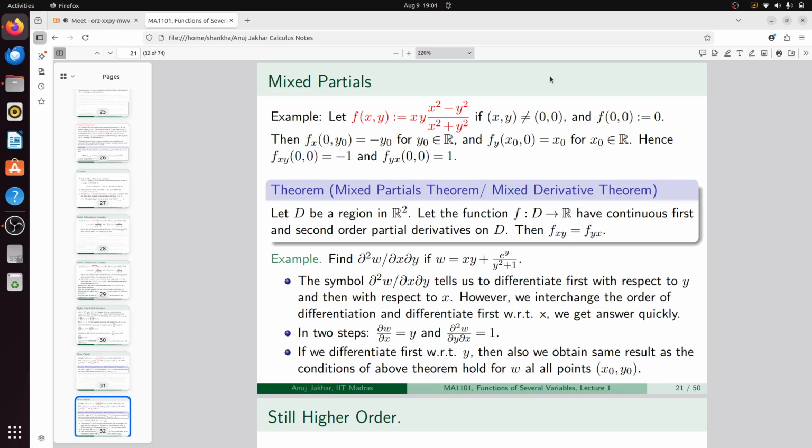So if you know that the mixed derivative theorem holds, sometimes it is difficult to determine fyx and fxy. It is just the reverse procedure of integration. While integrating double integrals, if you first integrate with respect to dx and then dy, it becomes tricky. But if you first integrate with respect to dy and then dx, it becomes easier. That's why we use the change in order of the integral.